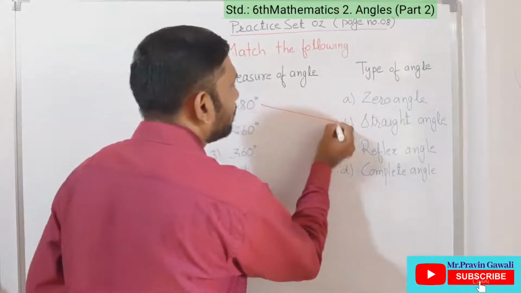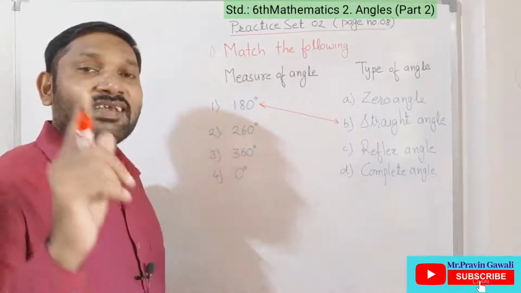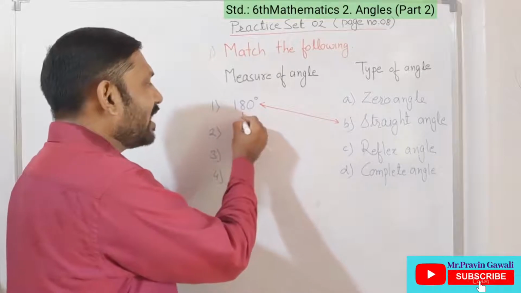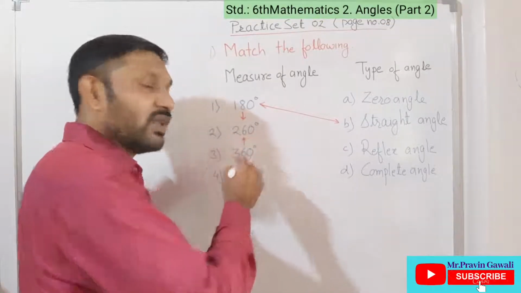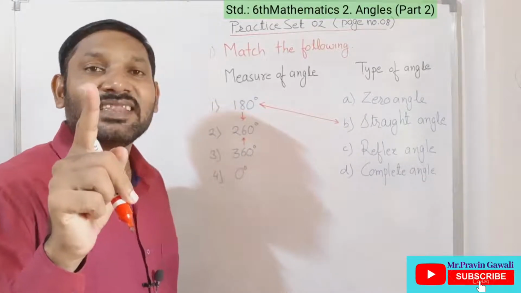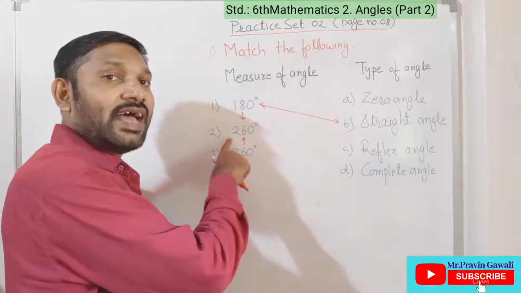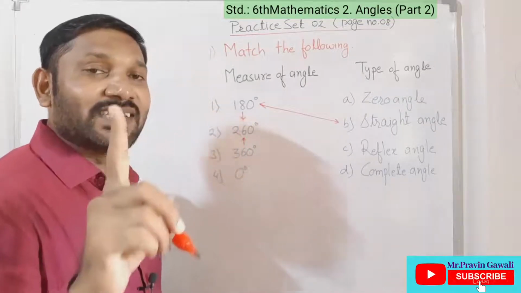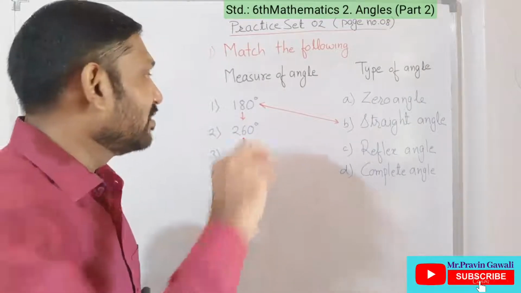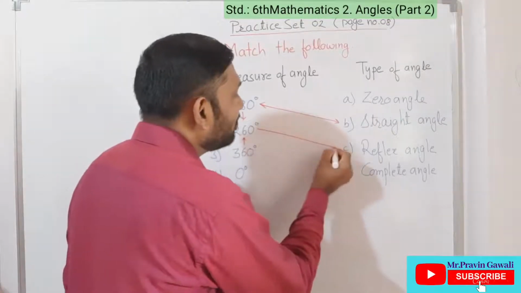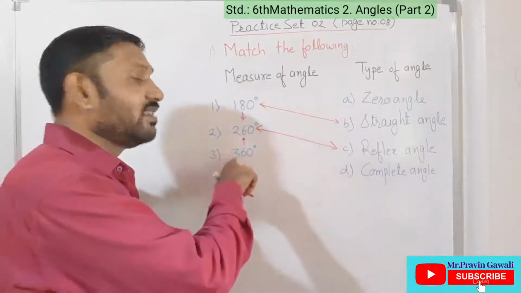Okay student. Next one, 260 degrees. It is more than 180 degrees and less than 360 degrees. Yes, what do we call it as? If you know the answer, type your answer in the comment box student. Okay, try to answer. More than 180 degrees and less than 360 degrees is known as reflex angle. What do we call it as? Reflex angle.